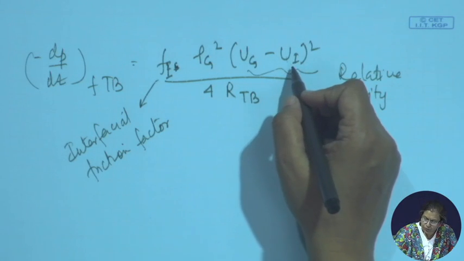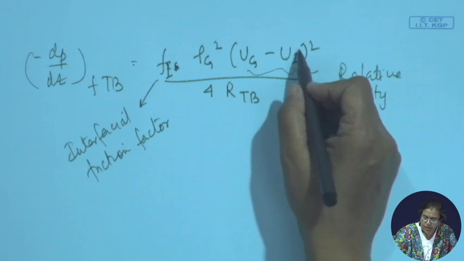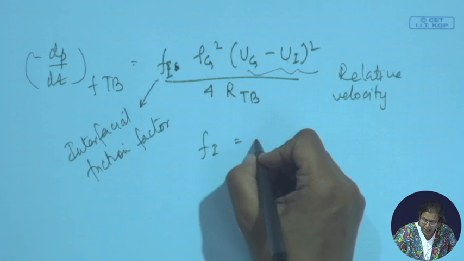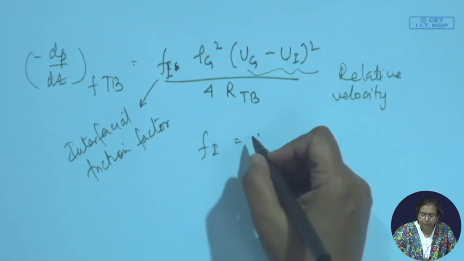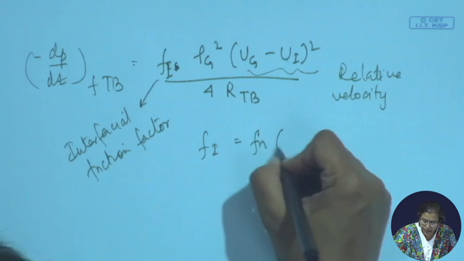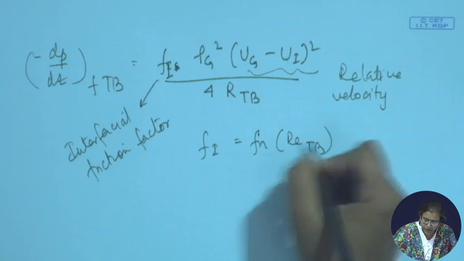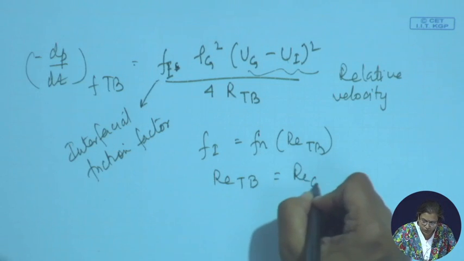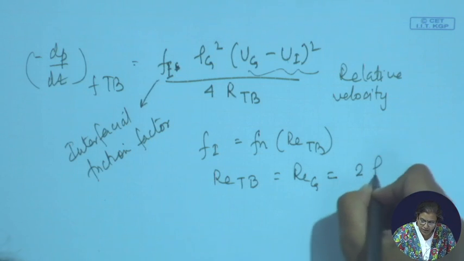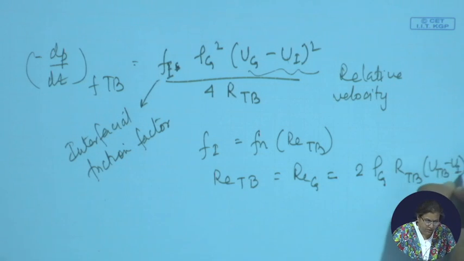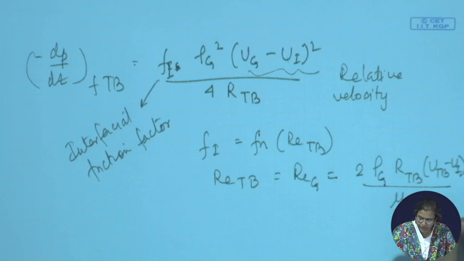So, next we discuss how to find out u_I, but before that I would like to mention that just like single phase dynamics as well as the hydrodynamics of the liquid slug region, in this case also f_I is nothing but a function of Re_TB, which is equal to the gas phase Reynolds number, that is, in the same way, ρ_g R_TB (U_TB minus U_I) divided by μ_g, right.